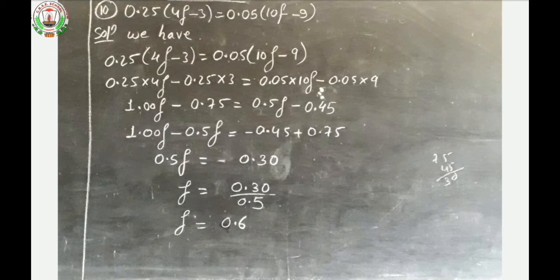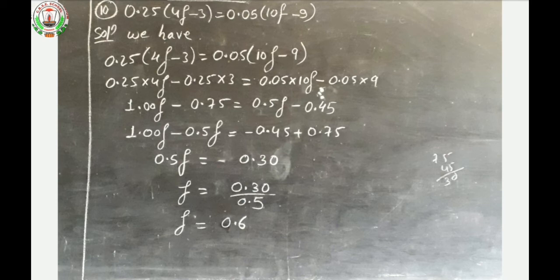plus 0.30. Now, what is the coefficient of f we are having? Coefficient of f is 0.5. Coefficient means whatever number is present with the variable, that number is called the coefficient. So, the coefficient of f is 0.5, that will go in the denominator of 0.30. So, f equals 0.30 upon 0.5.